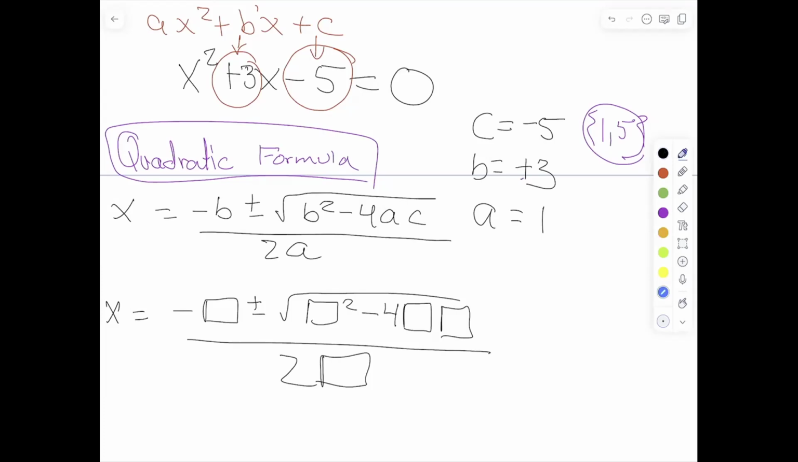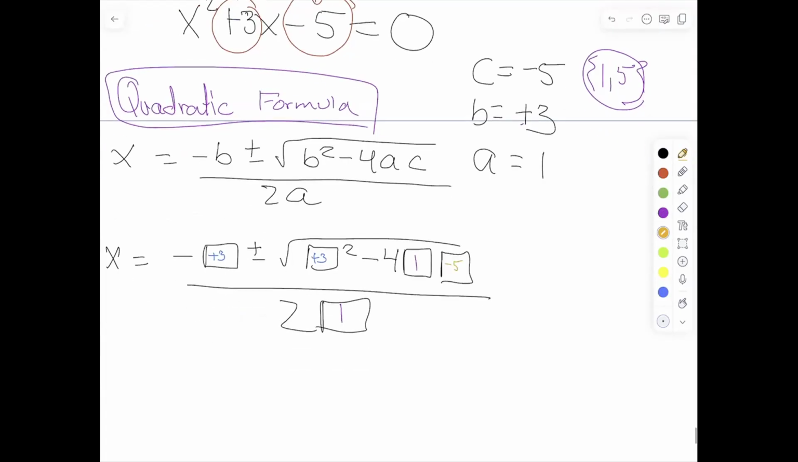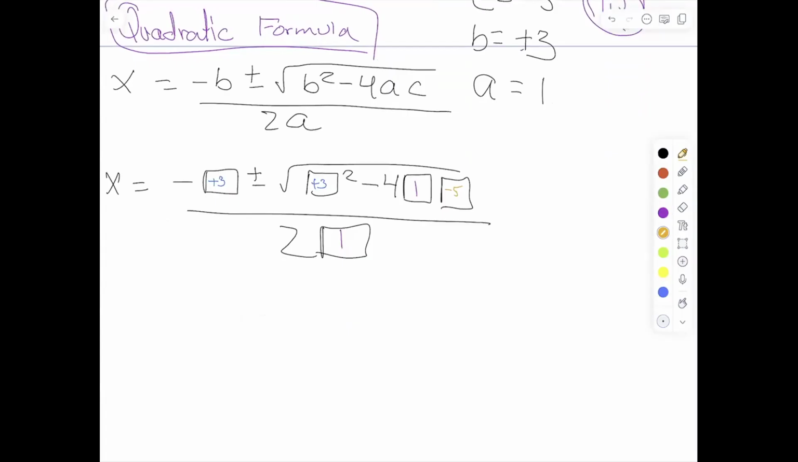Next, what is the value of B? 3. There you go. What is the value of A? 1. What is the value of C? Negative 5. Good. So now, let's do this.